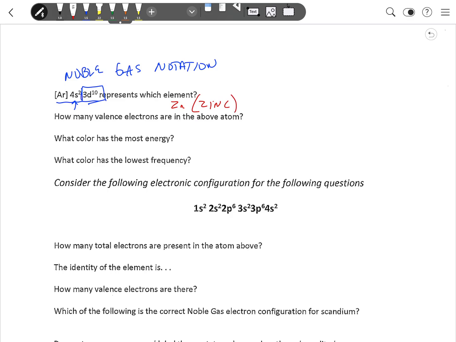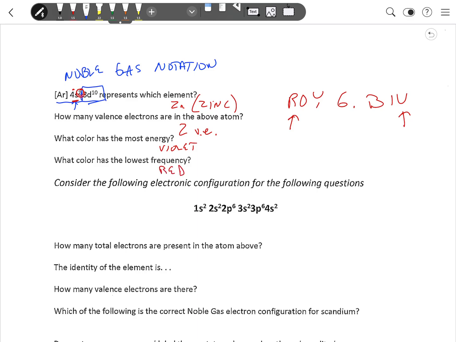How many valence electrons? Look at the highest energy level. This one happens to be 4, right here. But you look at that number right there, and that tells you everything. 2 valence electrons for that one. Which color is the most energy? Well, let's look at Roy G. Biv. And that would be violet on that one. And then the lowest frequency, that would be at the other end, and that would be red. So most energy would be violet. Lowest frequency would be red.